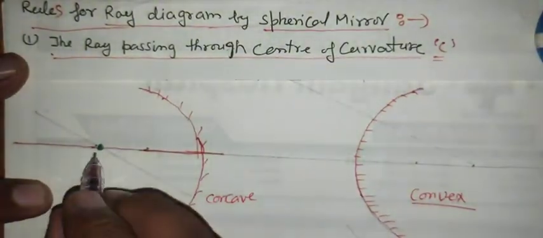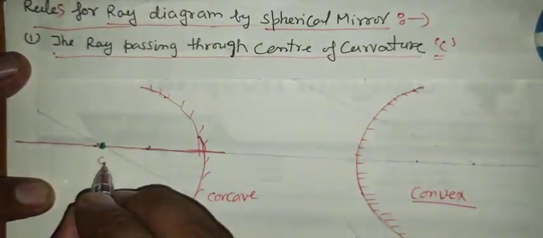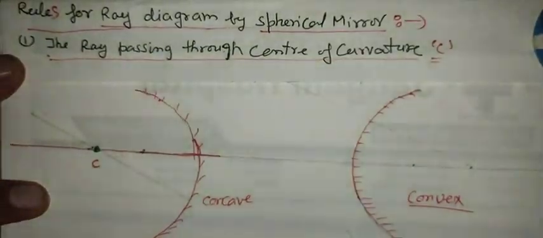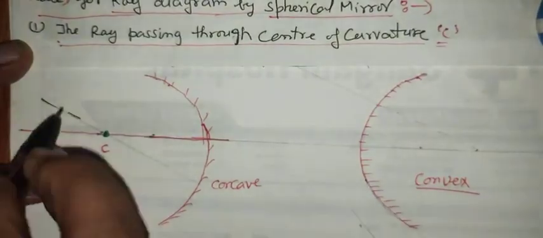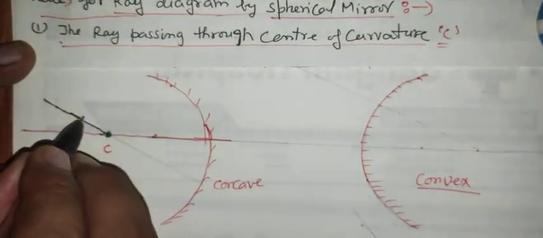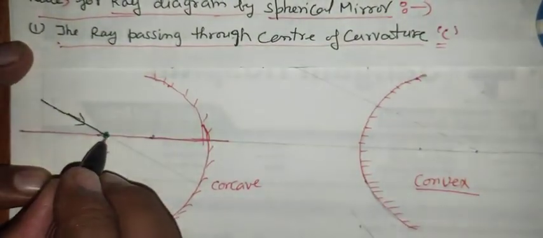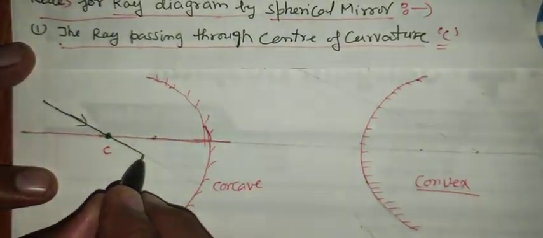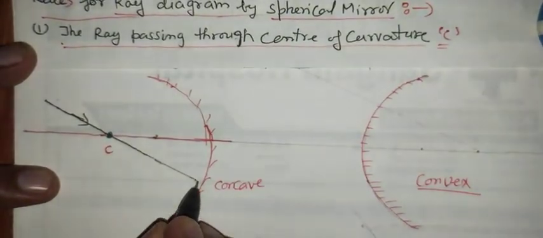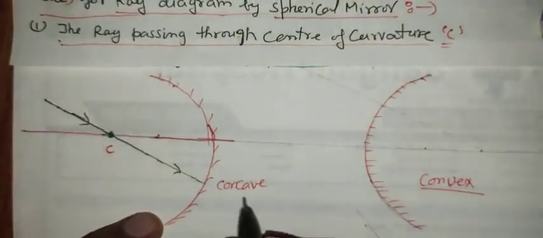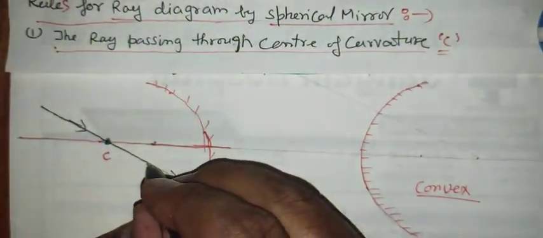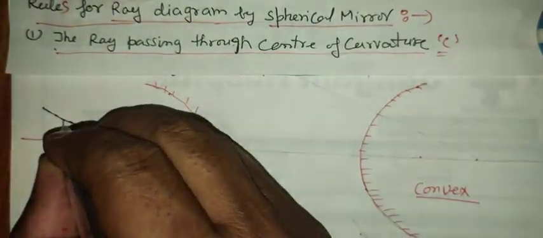This is a concave mirror, with the center of curvature C here, and we are taking a ray of light passing through the center of curvature. If a ray of light passes through the center of curvature and falls on the concave mirror, it is reflected back in the same direction.